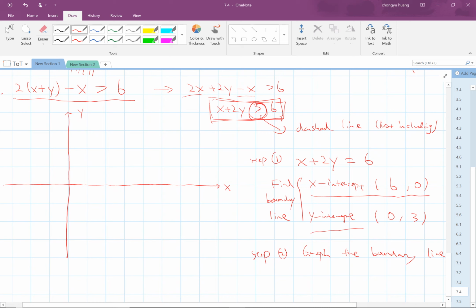Now we have to put the x-intercept and the y-intercept on the graph. Let me label it: 1, 2, 3, 4, 5, 6. The x-intercept is 6, 0, so you put the point over here. The y-intercept is 0, 3, so 1, 2, 3. So 0, 3 is over here. Let me check again.